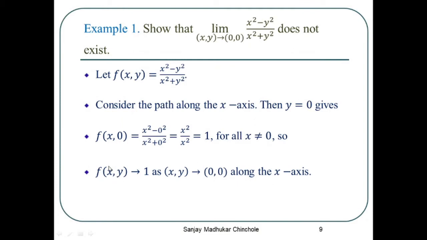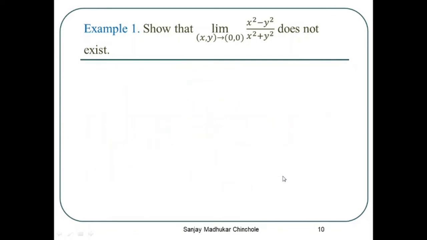So what do we get? f(x, y) approaches 1 as (x, y) tends to (0, 0) along the x-axis, because f(x, 0) becomes 1, and if we take the limiting process x tends to 0, this 1 remains as it is, and that's why f(x, y) approaches 1 as (x, y) tends to (0, 0) along the path x-axis.